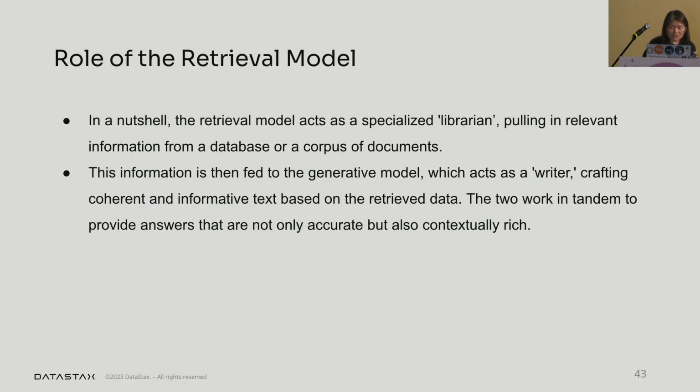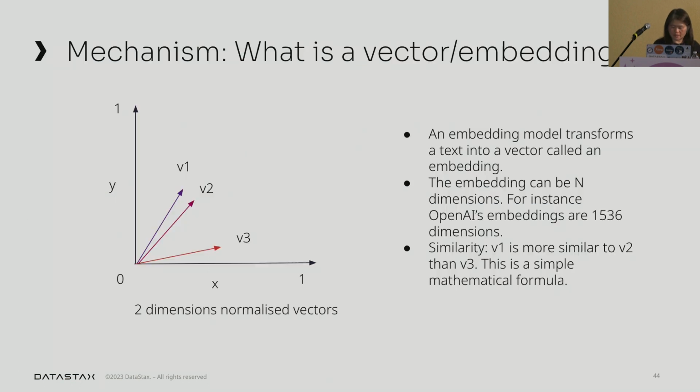So let's take a quick look at the retrieval model. In a nutshell, the retrieval model acts like a specialized librarian. It pulls in all of the relevant information from a database or a corpus of documents, and this information is fed into the generative model. The generative model, think of it as a writer. It takes all of the data retrieved on the retrieval side and crafts it into coherent and informative text. So the RAG model involves these two working in tandem to provide answers that we hope are more accurate and also contextually rich.